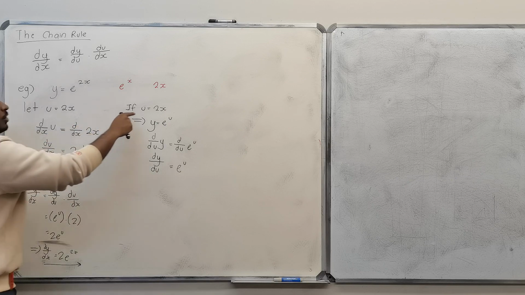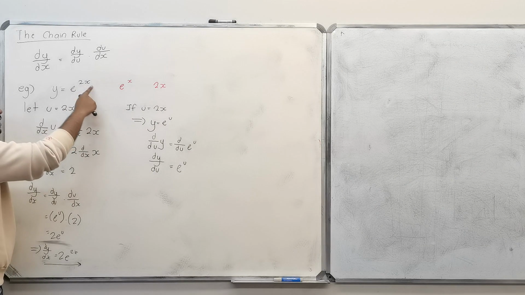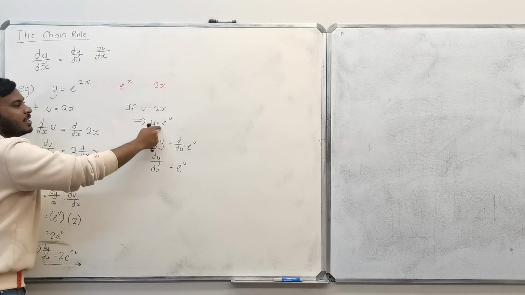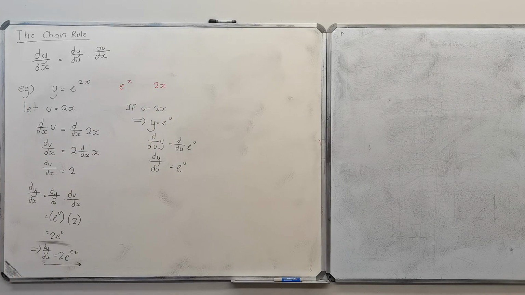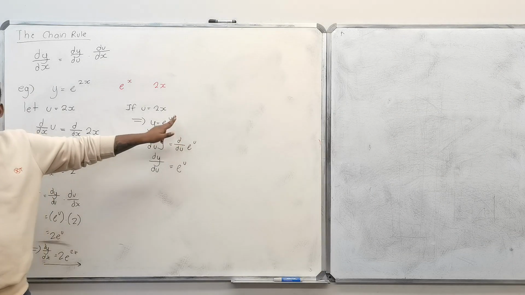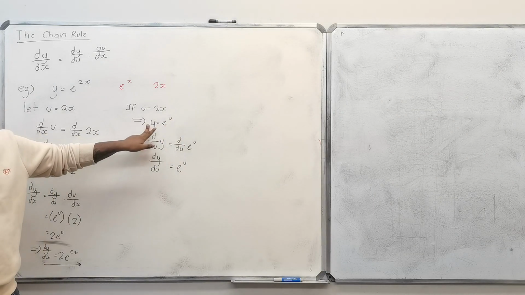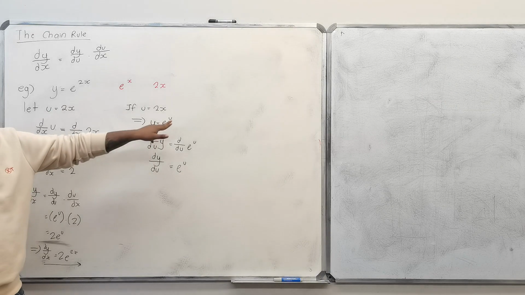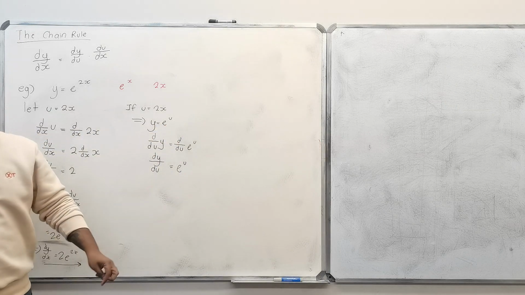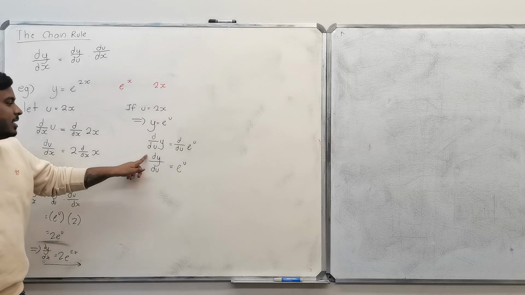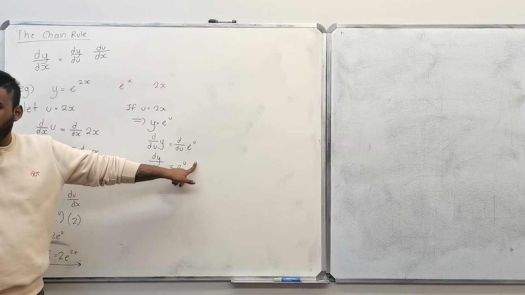Because I let u equal to 2x, my equation y became y is equal to e to the power u. We understand, right? Now my independent variable is u. So now I derived equation y with respect to u, in terms of u. And I got dy over du equal to e to the power u.